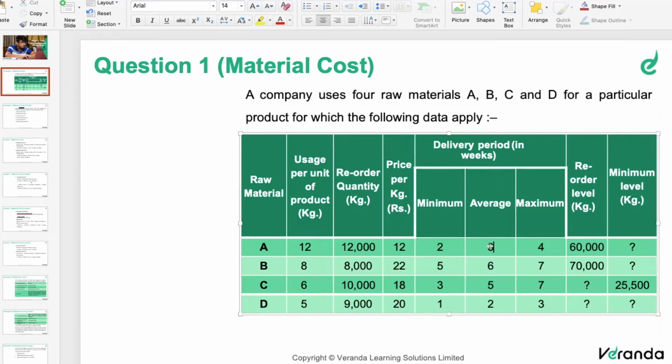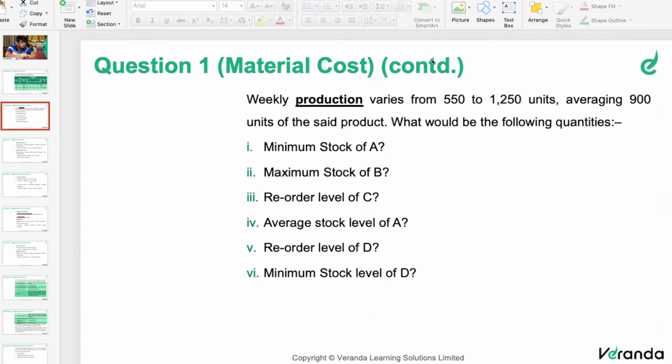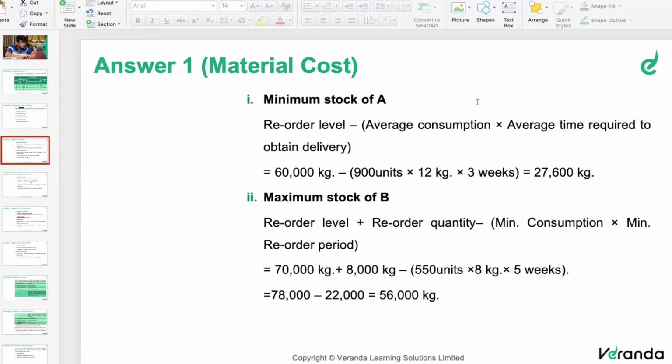But we need average consumption also. To produce one product, how much raw material A do you need? 12 kgs. And we are talking about average. How much is the average production given in this question? 900 units. To produce one product you need 12 kgs. Therefore, average consumption of raw material is 900 into 12.